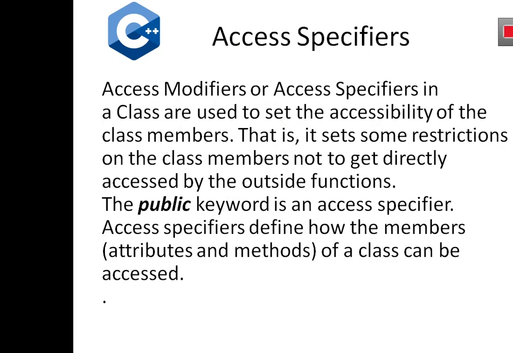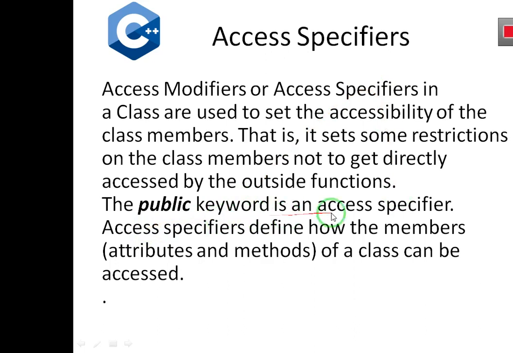So access specifiers or modifiers in the class are used to set the accessibility of the class members. That is, it sets restrictions on the class members so they are not directly accessed by outside functions. It means we restrict who will see our data or who will not. Data is very important. Like in your banking systems, your password is encrypted, encapsulated. No one can access it except your network administrator, and maybe he also doesn't know your passwords. So there are real applications in which we have to hide our data.